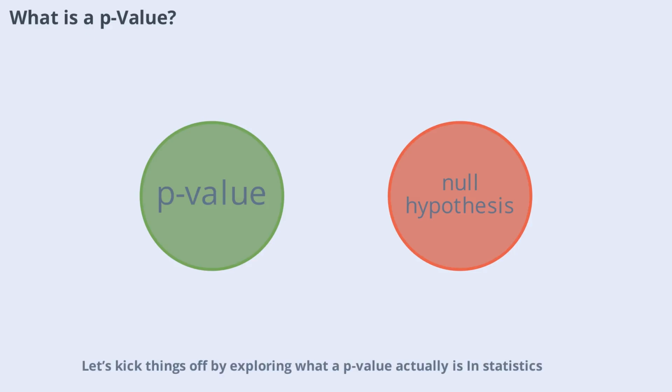Let's kick things off by exploring what a p-value actually is. In statistics, the p-value is a number that helps us determine the strength of our evidence against a null hypothesis. Think of it as a tool that tells us how likely it is to observe our data, or something more extreme, if the null hypothesis were true. This concept is foundational in hypothesis testing and is widely used in scientific research to draw conclusions from data. Understanding the p-value is the first step to making sense of statistical results and interpreting them correctly.